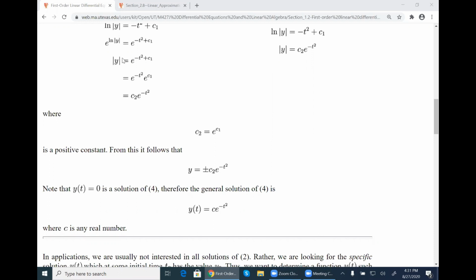Here we have absolute value of y. Here there is no absolute value. Think about the following. If absolute value of y is equal to 5, y is equal to plus minus 5. Same is here. Absolute value of y is equal to this. Therefore, y without absolute value is equal to plus minus c2 times e to negative t squared. Was that your question? Yes. Okay. Thank you.